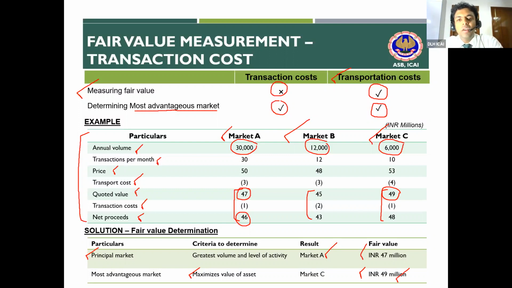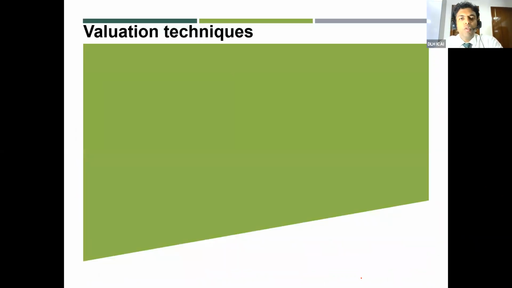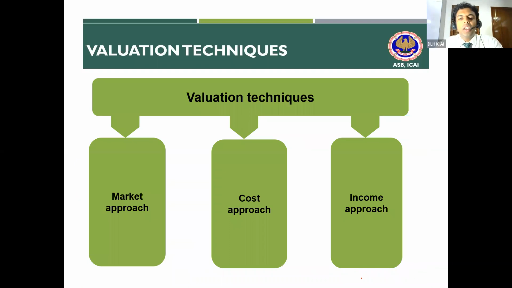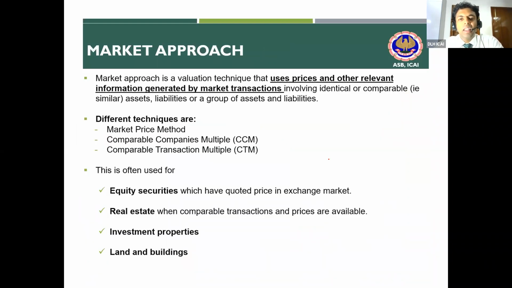So these are the different methods. These are the different concepts of principal market, most advantageous market, transaction cost, transportation cost, right? I hope this is clear to all of you. Let's move on to understand the valuation technique, which is a critical aspect of Ind AS 113, right? So what are the different approaches given by Ind AS 113? There are three approaches. One is the market approach, second one is the cost approach, and the third one is the income approach, right? So let's move and understand the market approach.